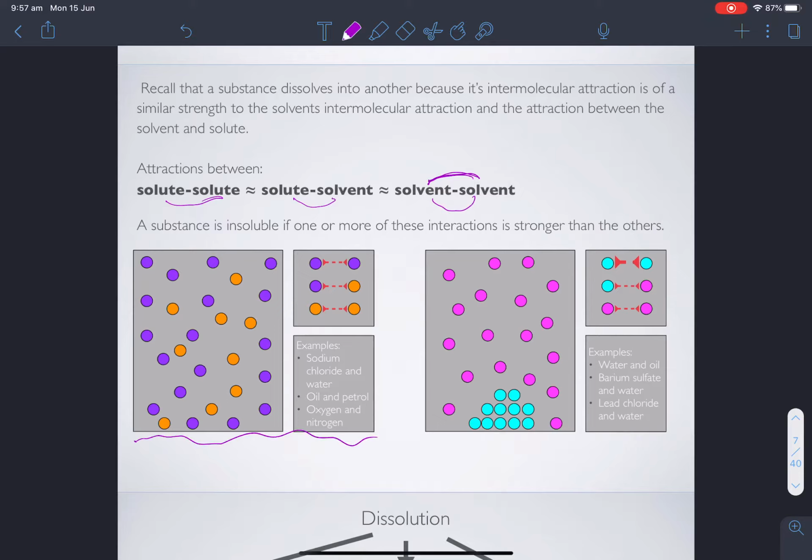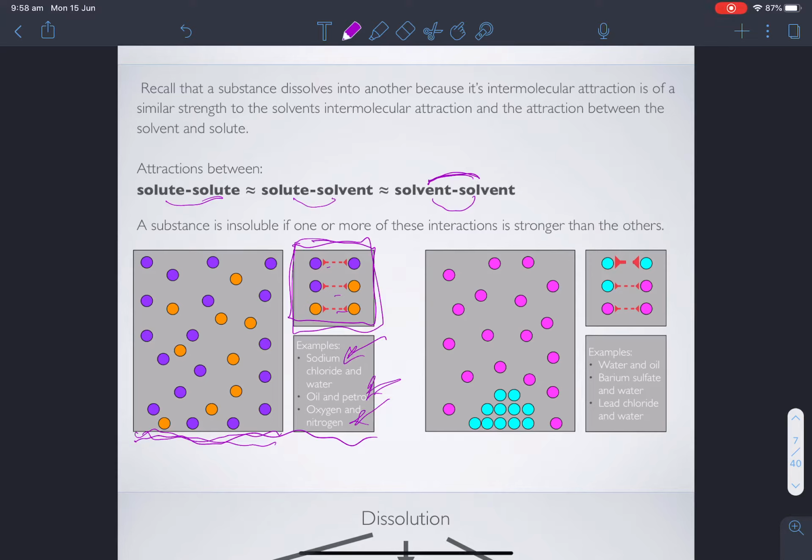Okay, so here I've tried to show that graphically. It's not a graph, it's an image anyway. So here I've got a solution, the one that we're talking about before, the pink and orange one. And here I've represented that the 3 interactions between the molecules are of similar strength because they've all got the same attraction arrows. And our examples are sodium chloride and water, oil and petrol will dissolve together, and oxygen and nitrogen will dissolve together too, because all three possible interactions are of equal strength in their intermolecular forces.